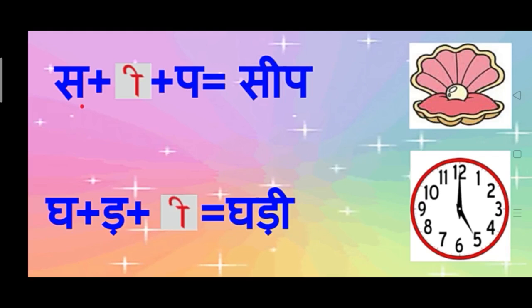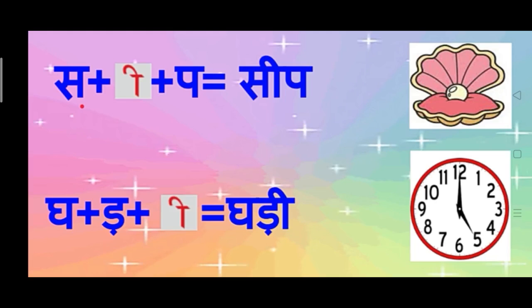Then, ga plus dh plus E ki matra. What is that? Gadi. Here also you can see D plus E ki matra. After the letter we are writing E ki matra. Gadi. That is the difference between short E ki matra and long E ki matra. Short E, first we write that E ki matra symbol, then the letter. Long E ki matra, we write after the letter. Correct. That is the main difference.